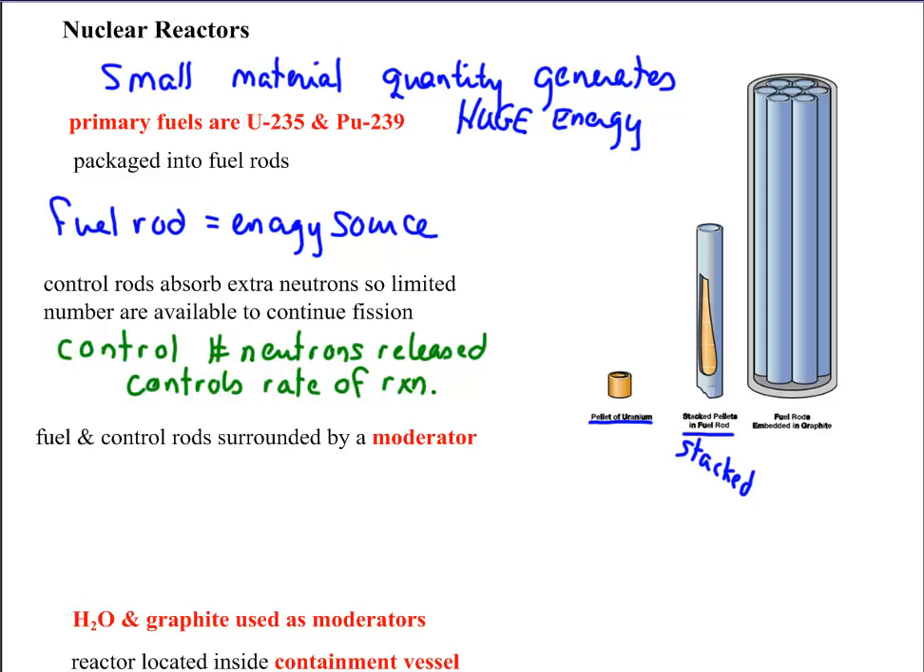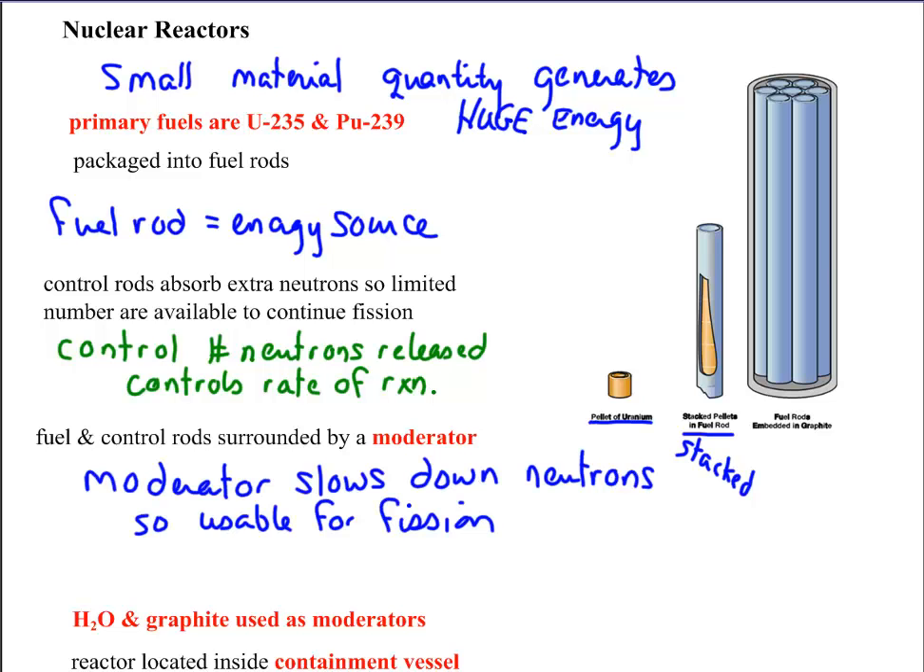And the moderator slows the neutrons down because when they are produced from a fission reaction, they're moving pretty quickly. And we need to slow those neutrons down if they're to be any use to continue our fission process. In the United States, water is the primary moderator. Graphite is used by other countries as a moderator as well.